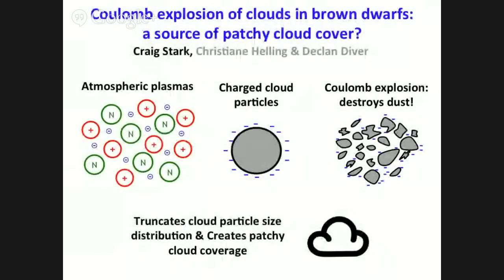Hi, my name is Kev Stark. I'm from the University of St Andrews in sunny Scotland. We've long been advocates of electrostatics and ionisation processes in atmospheres, so we're basically trying to look at a process to give us patchy cloud cover. So we have atmospheric plasma, cloud particles become charged, and electrostatic stress breaks the charged particle up into smaller pieces, so it truncates our distribution function of particle sizes, giving us contrasting cloud properties, which could be the underlying cause for patchy cloud cover. Thank you.